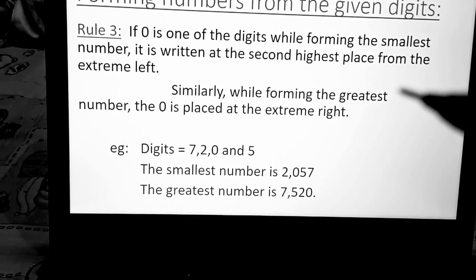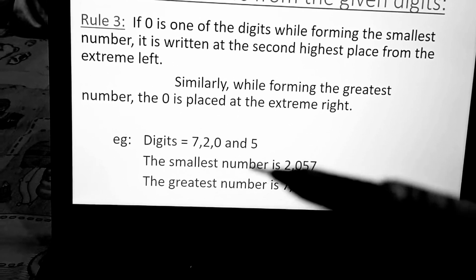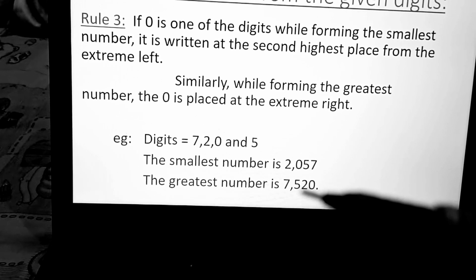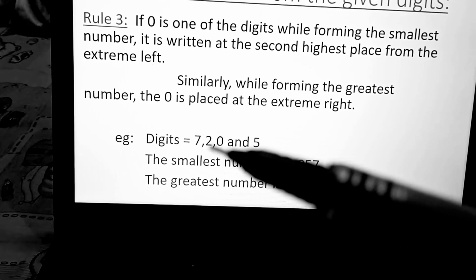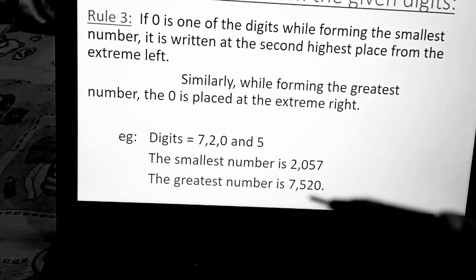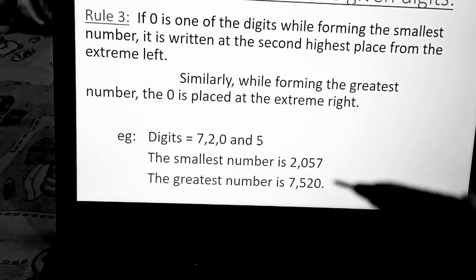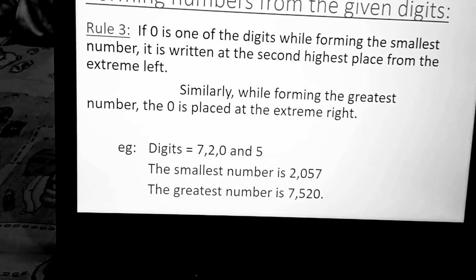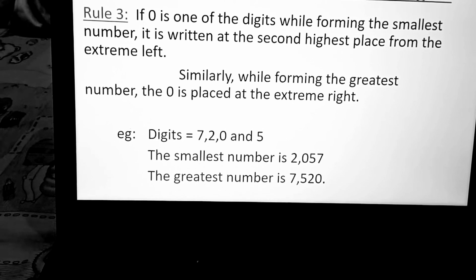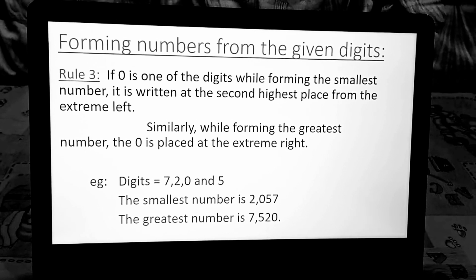And when we have to form the greatest number, no problem, 0 you will place at the extreme right side, at last. Again digits are here 7, 2, 0, 5. So for our greatest number, arrange these in the descending order. Which is the greatest one? 7, 5, 2, 0. So our number is 7520. Only you have to take care when we are forming the smallest number. You will not start from the 0. 0 will be at the second position. Clear? It will be more clear children when we will do the exercise.